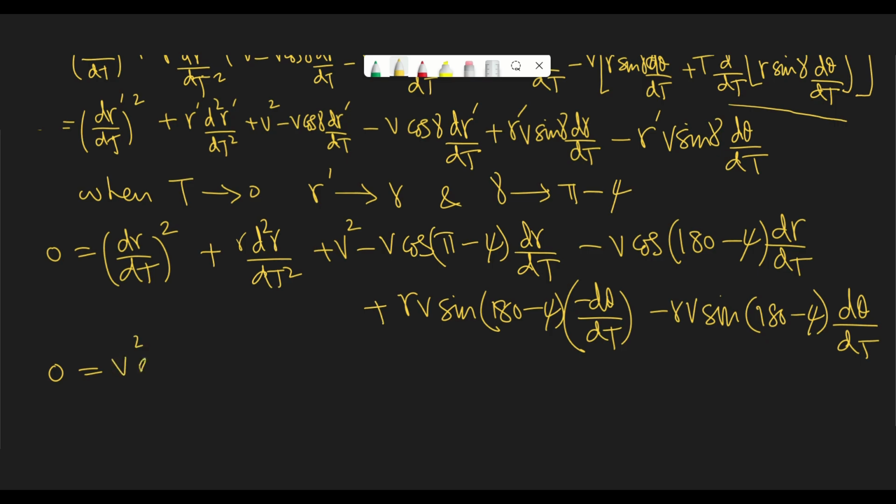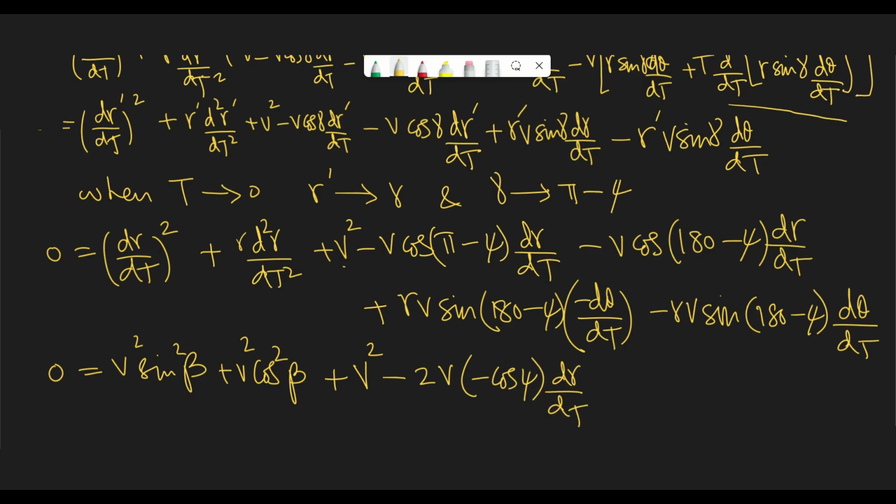0 is equal to V square sin square beta. We'll put the value of dR over dt, which is V sin beta, and we'll put the value of d square R over dt square, which is V cos beta over R. R cancels with R, so we are left with V square cos square beta plus V square minus 2V cos phi dR over dt minus 2 R V sin phi d theta over dt.